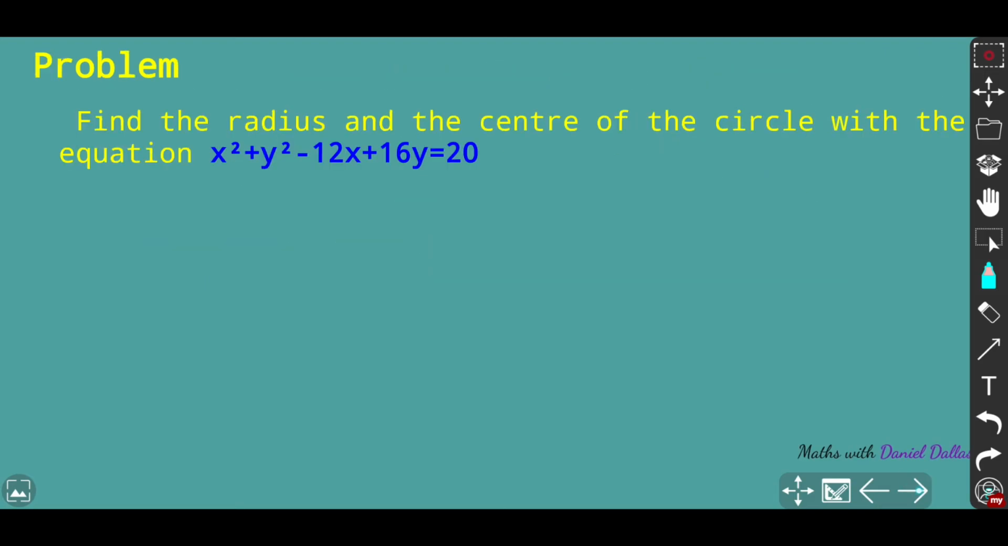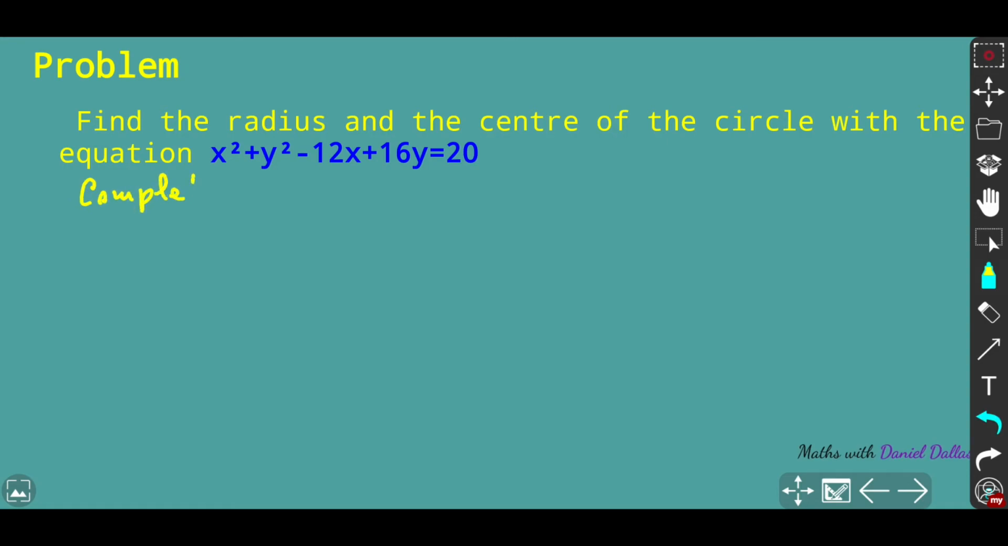We need to find the radius and the center of the circle with the equation x squared plus y squared minus 12x plus 16y equals 20. If you want to try to solve it on your own, try to do it, and it's going to be good practice for you guys. And I'm going to explain soon. So here we're going to start. I'll show you way one, using completing the square, and then I'll show you how to use comparison methods.